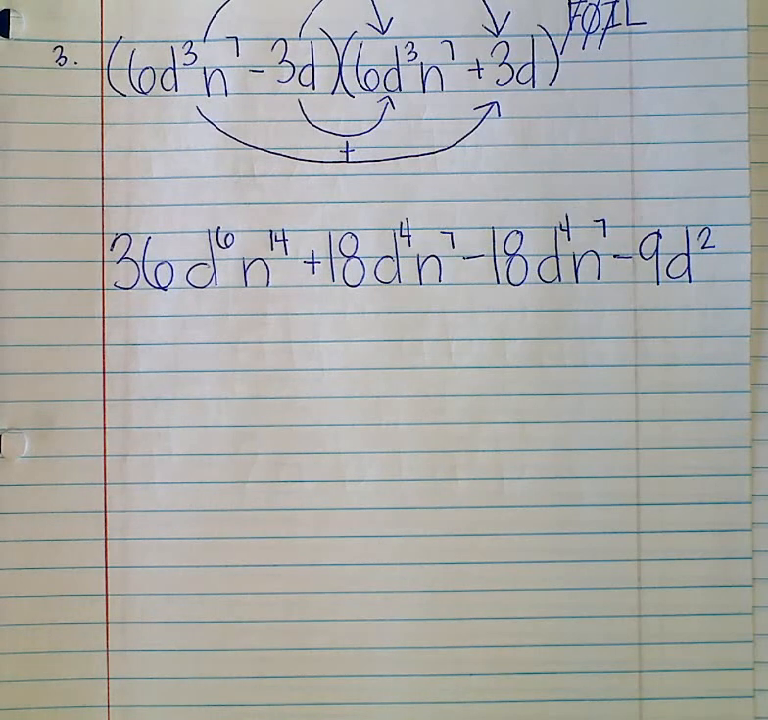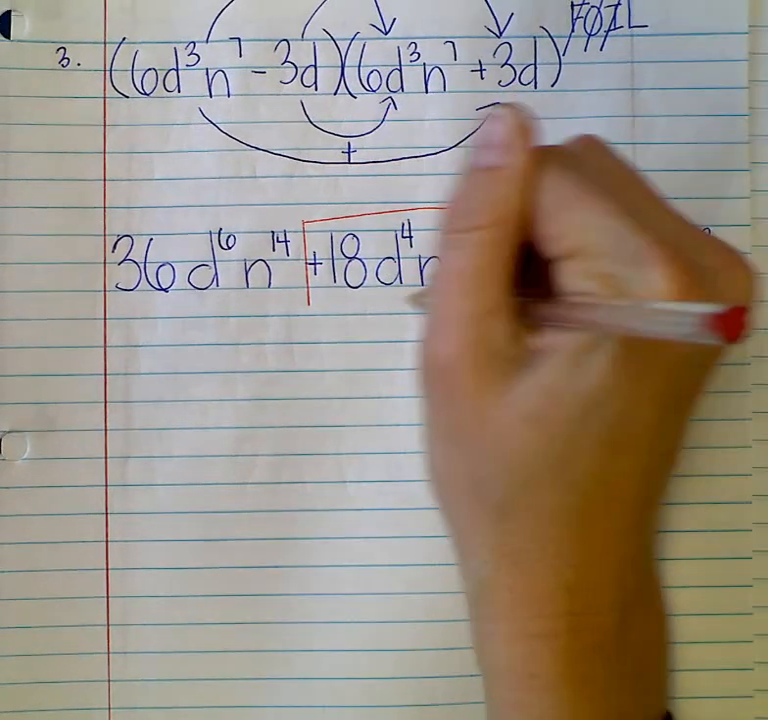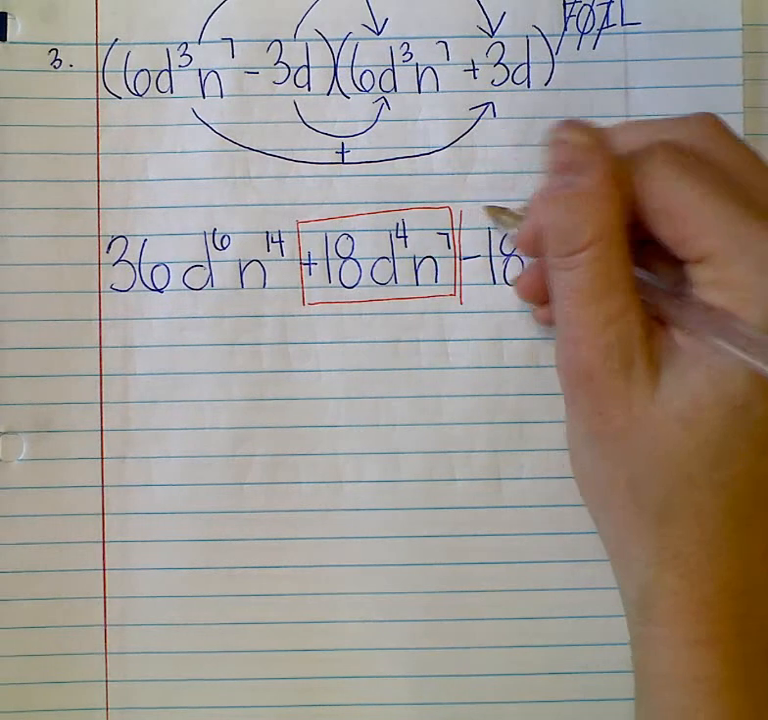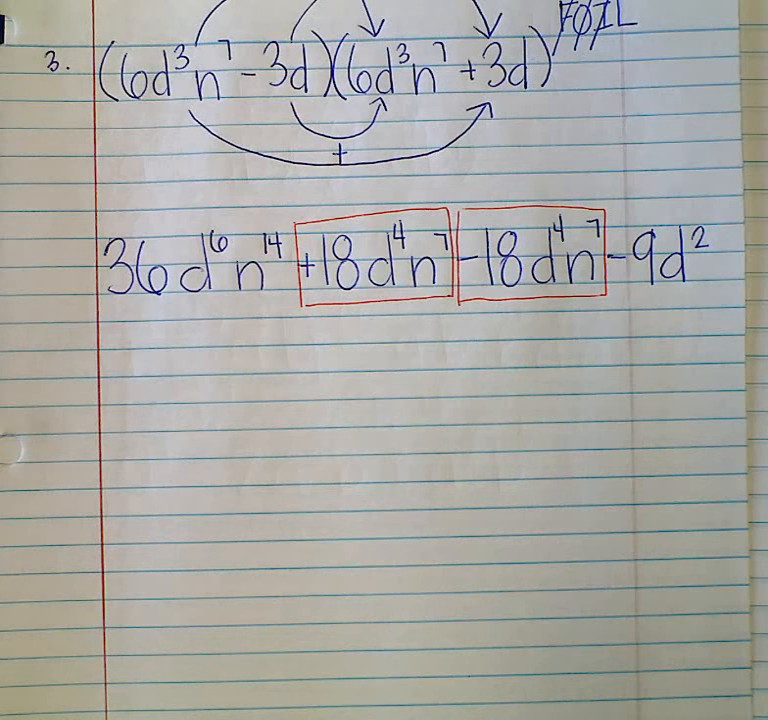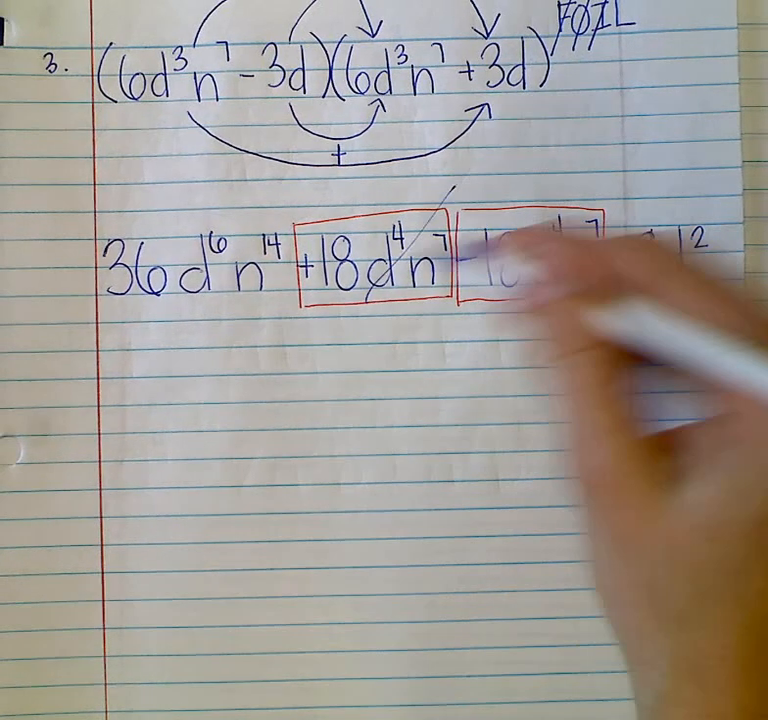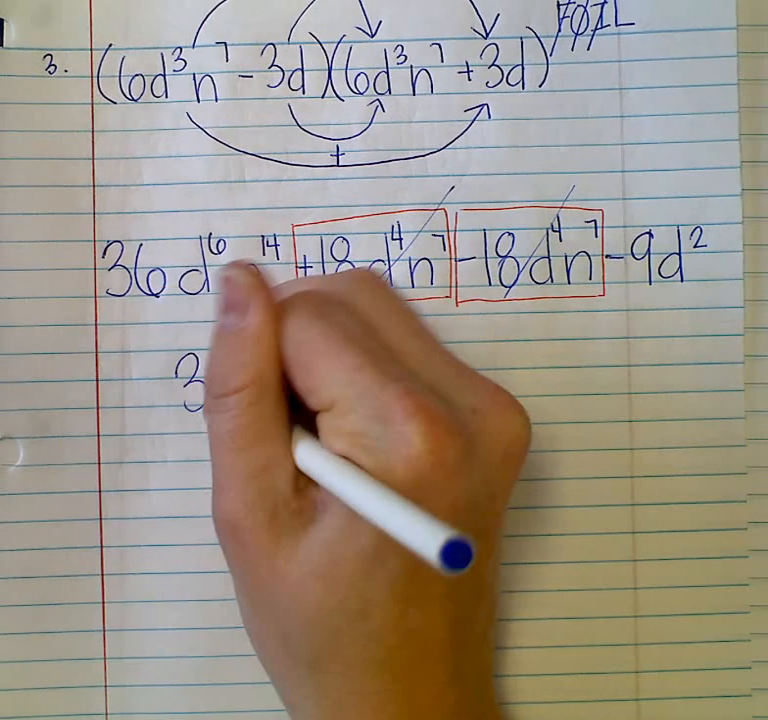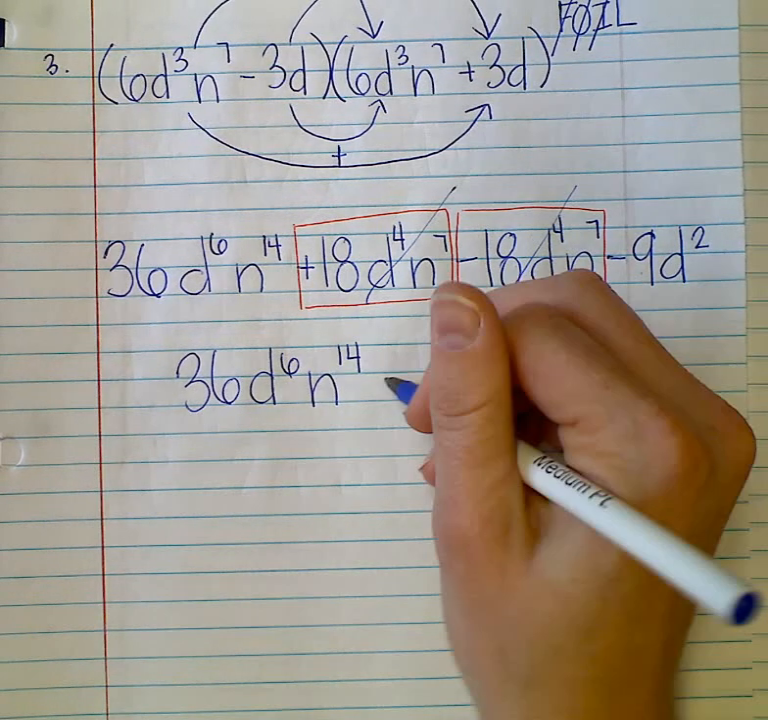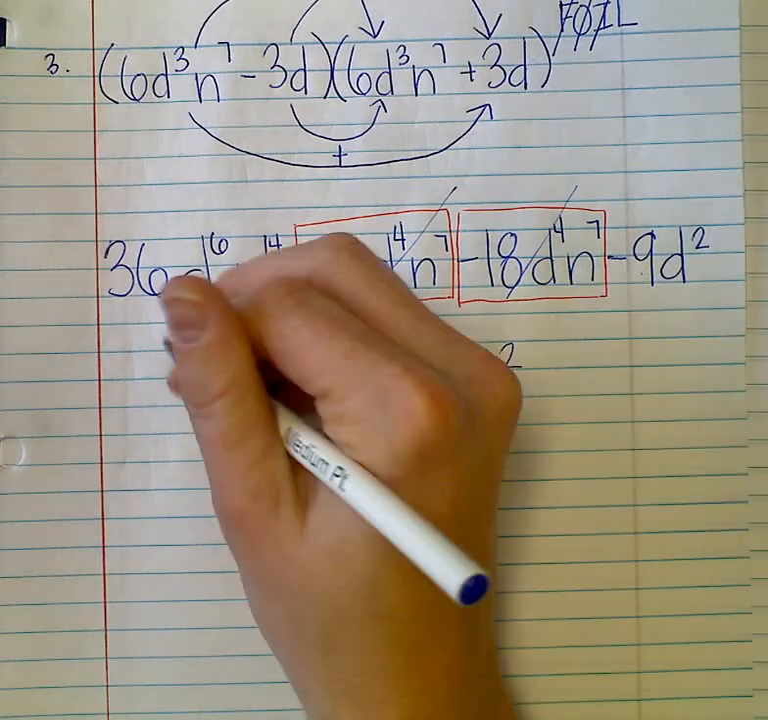My like terms are 18d to the 4th power n to the 7th power and negative 18d to the 4th power n to the 7th power. Notice that you have a positive 18 plus a negative 18. They're going to cancel each other out. So you're left with 36d to the 6th power n to the 14th power minus 9d squared. This is your solution for example number 3.